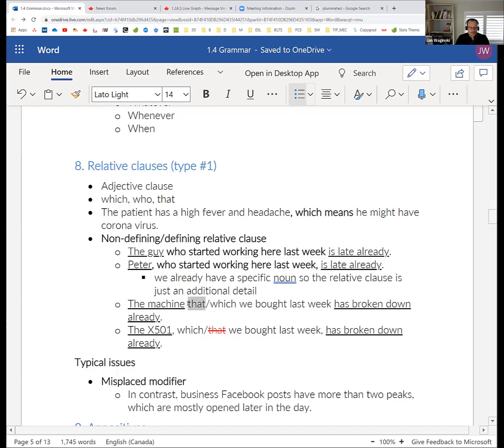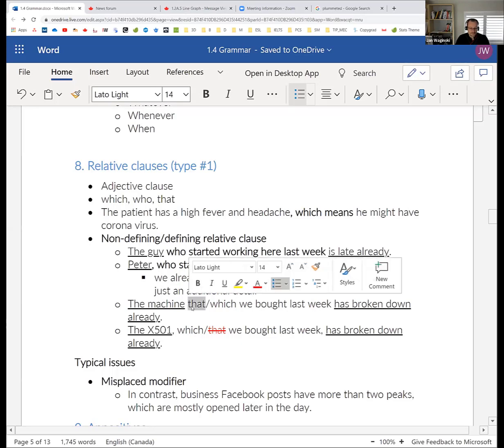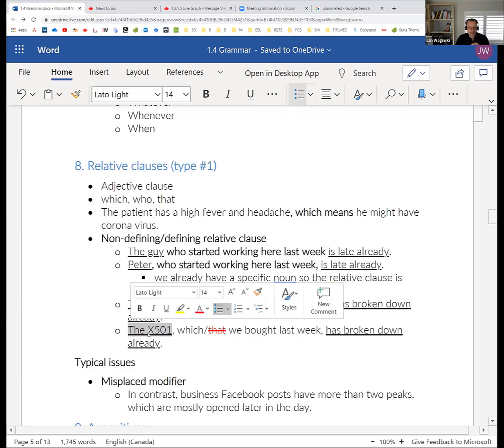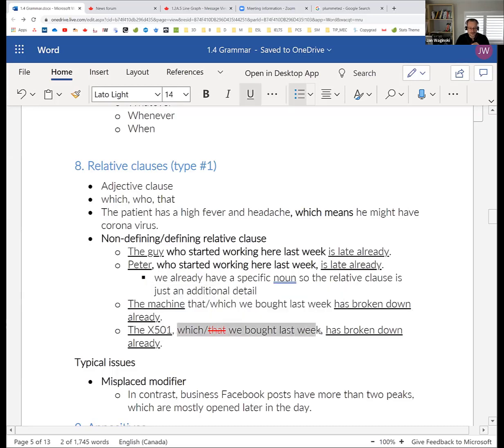If you can remember this, then use that. However, in this situation, if you use that, it's considered incorrect. Okay, that means if there is any doubt, better to use which. Yes, if in doubt, use which. Right. In this situation, when it's a non-defining clause, when it's just an extra detail, it's always which.